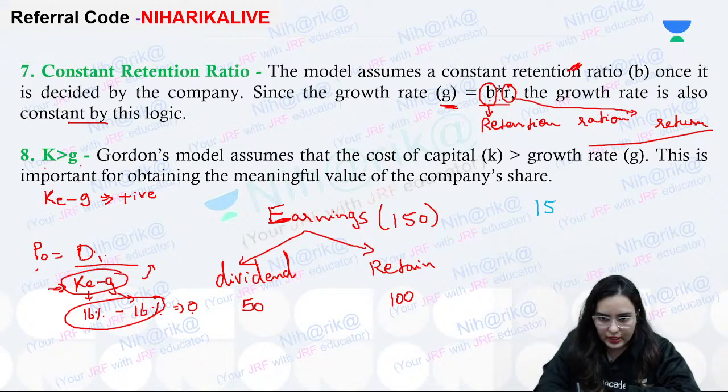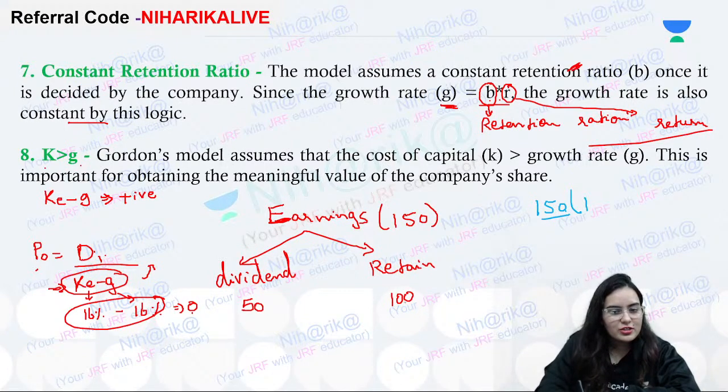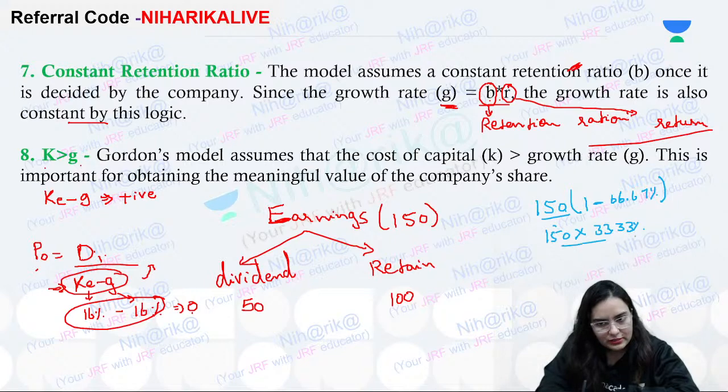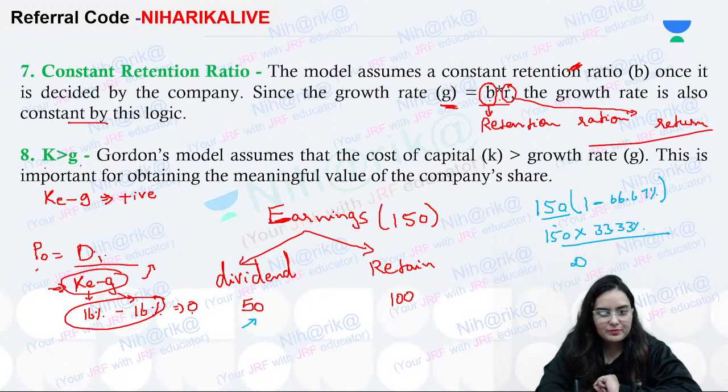If the earnings are 150 rupees, and out of the whole earning I remove the retention ratio, what is the retention ratio? 100 divided by 150, that is 66.67%. If I remove it, what will be left? 150 into 33.33%, that is 150 into 1/3. That is the dividend, 50 rupees. That will be left. Amazing.